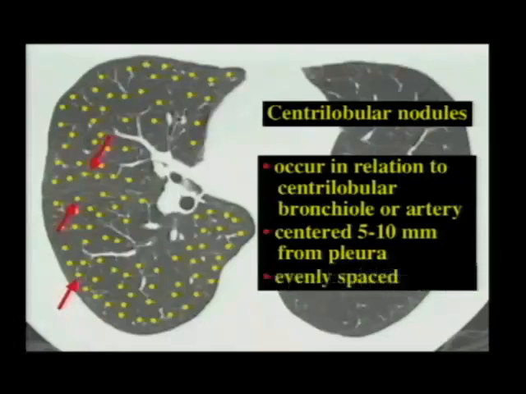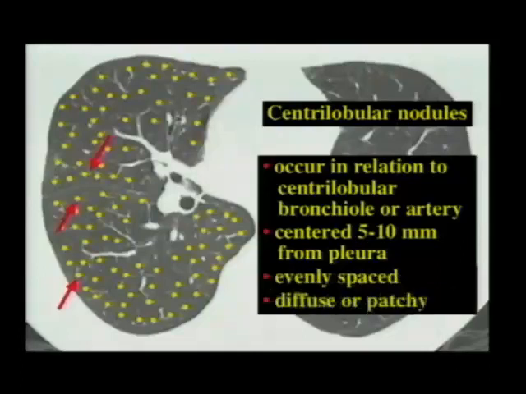Because lobules are all about the same size, these nodules appear to be evenly spaced throughout the lung, and this may mimic a random pattern, except for the absence of pleural nodules. In some patients, this pattern may be patchy rather than diffuse, as shown on this slide.